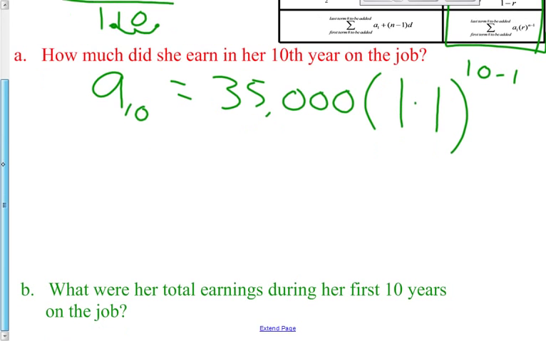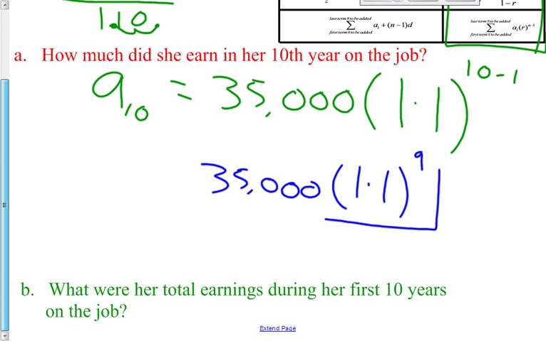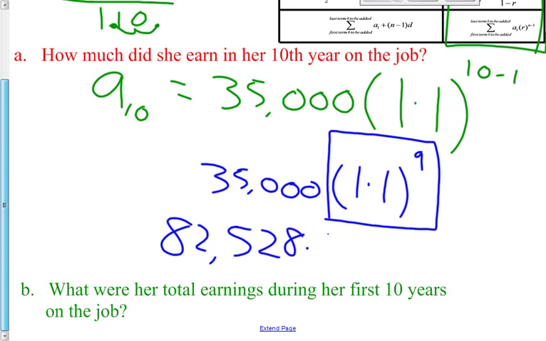So class, I'm just going to have you do that in your calculator now. It's going to be 35,000 multiplied by 1.1 raised to the 9th power. So do this part first, and then multiply it by 35,000. If you do that in your calculator, how much does she make at the 10th year? She makes $82,528.17. That's how much she would make her 10th year.